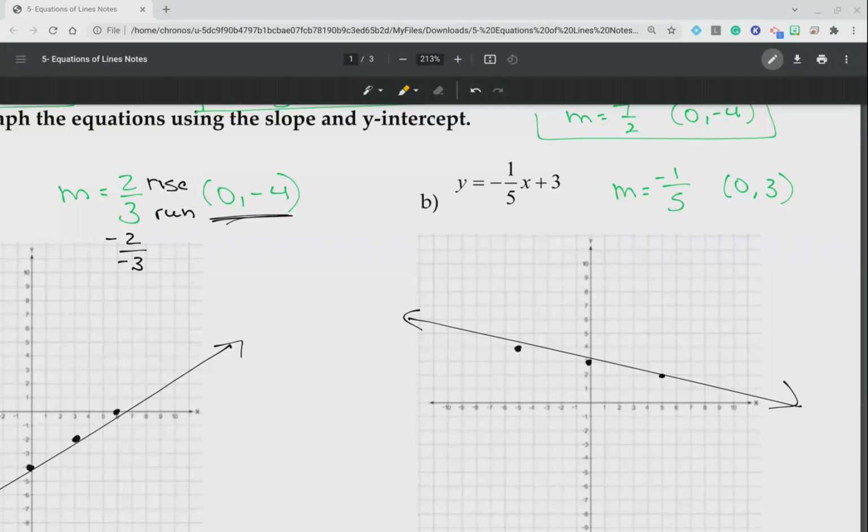All right, that is what your line should look like. You should have used a slope of negative 1 over 5, or you could have done 1 over negative 5. Remember, those are the same thing. And your y-intercept is 0, positive 3.